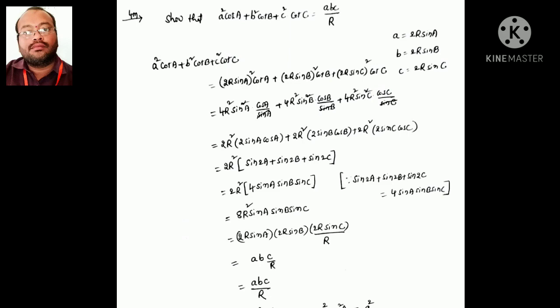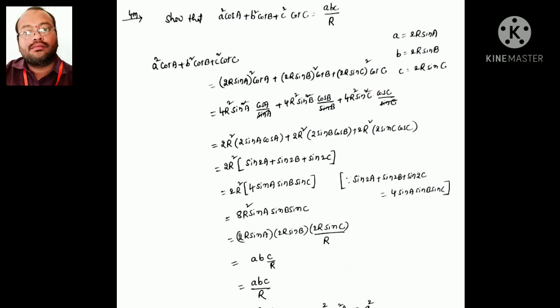show that a square cot A plus b square cot B plus c square cot C equal to abc by R. So we already know small a is nothing but 2R sin A, b is equal to 2R sin B, and c is equal to 2R sin C. We replace with that value, and cot A can be written as cos A by sin A, cot B as cos B by sin B, cot C as cos C by sin C. By cancelling sin A, we can get 2R square into 2 sin A cos A, 2R square into 2 sin B cos B, and 2R square into 2 sin C cos C.